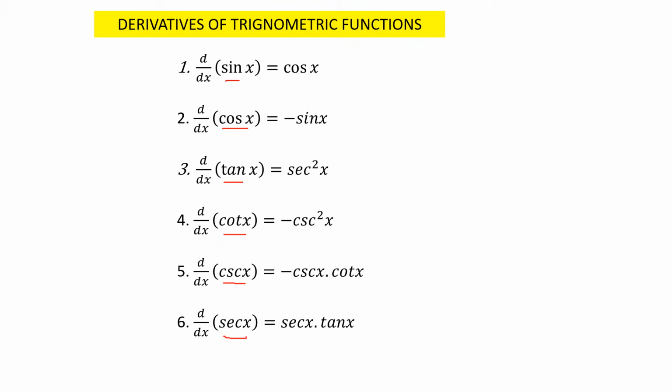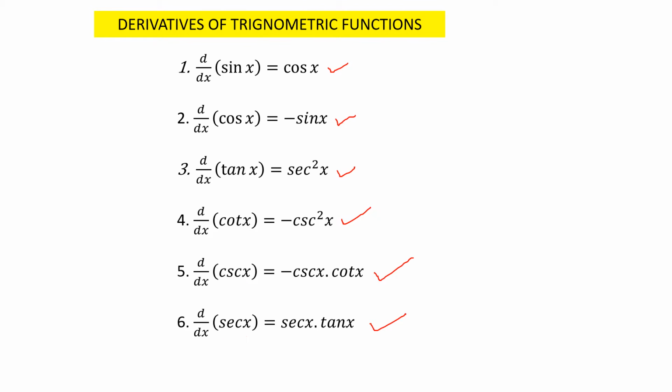So the derivative of sine x will give you cosine x. Derivative of cosine x will give you minus sine x. Derivative of tan x will give you secant squared x. Derivative of cot x will give you minus cosecant squared x. Derivative of cosecant x will give you minus cosecant x cot x. And derivative of secant x will give you secant x times tan x. So these are the important trigonometric functions derivatives.